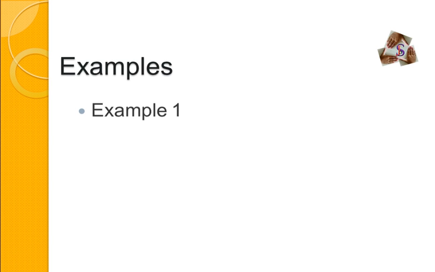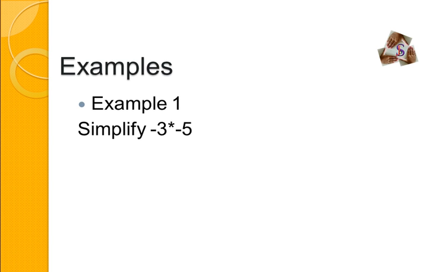Let me explain to you this with examples. Example 1. Simplify -3 into -5. So step 1 says we will multiply the coefficients. The coefficients are 3 and 5. So it will be 15. Now what about the sign? Step 2 tells us to analyze the signs. Are they same or are they different? Step 3, if the signs are same, here the signs are same, so the final sign that we put is positive.